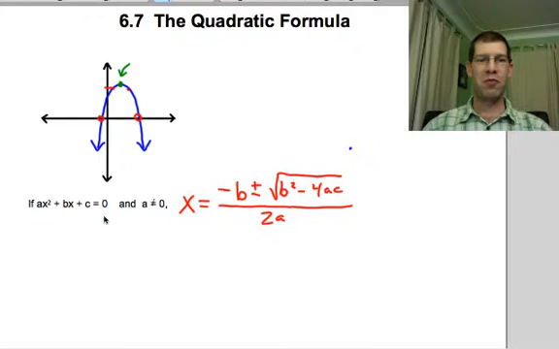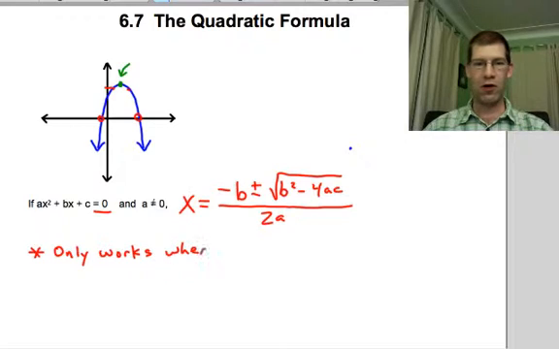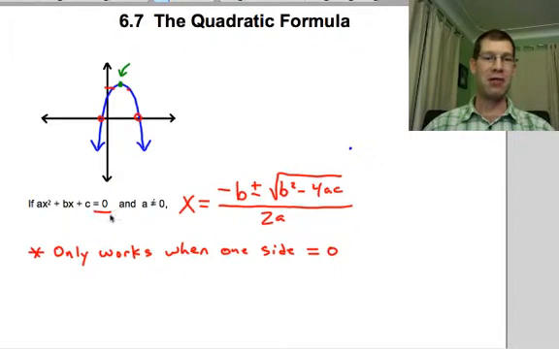One thing that's really important that I want to emphasize is that in order to get this to work, before you put the a, b's, and c's in here, you have to make sure that your parabola equals 0. And that's going to show up in one of our two examples. So I want to write that out. I'm going to put a little star by it because that catches people unawares every year. So it only works when one side of the equation equals 0. So it only works if you have your parabola equaling 0.